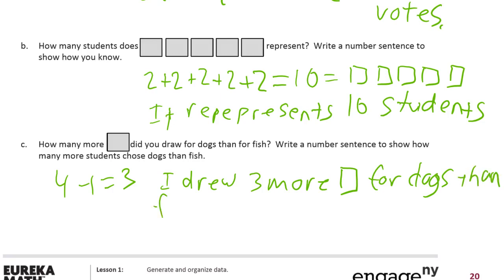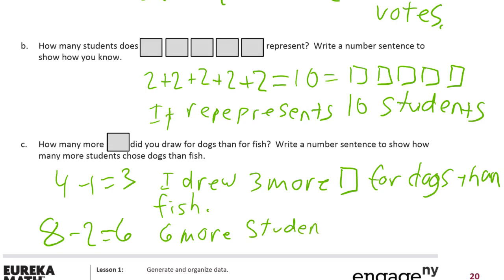Than fish. And write a number sentence to show how many more students chose dogs than fish. So with dogs, can we remember dogs, it's twice as many. So it's 8 minus 2 equals 6. So 6 more students chose dogs.